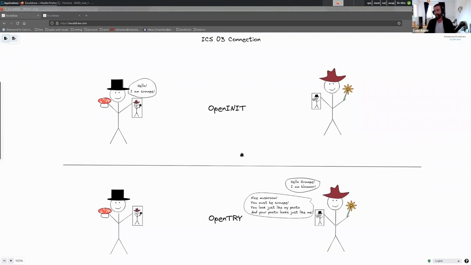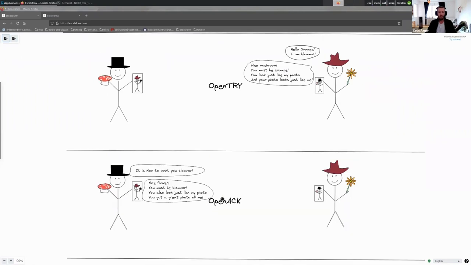So that's some pretty strong information about this connection. Not only did someone come and say their name and say hello, but they also happen to be holding the correct photo of the person they were looking for, and they matched the photo that Blumor was looking for. So that's double verification there. It's not only verifying the person they're looking for, but it's also verifying that the other person is looking for them. And that's the open try step.